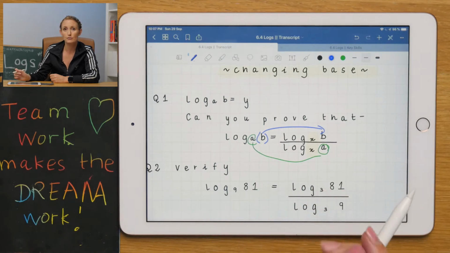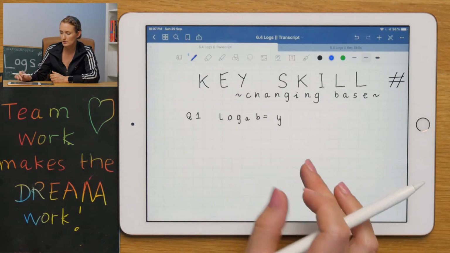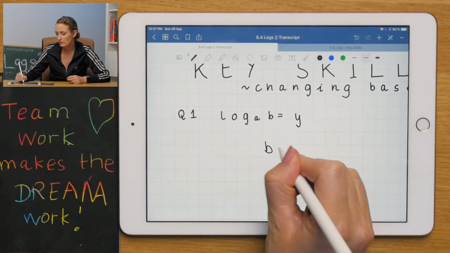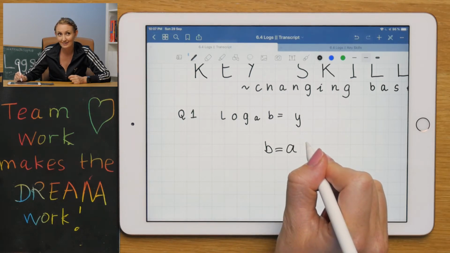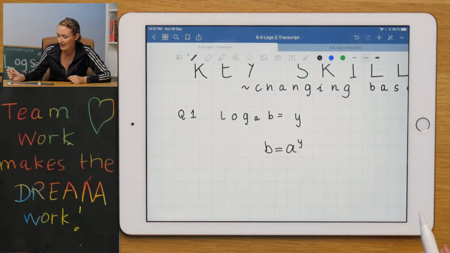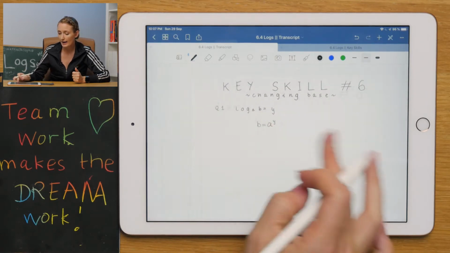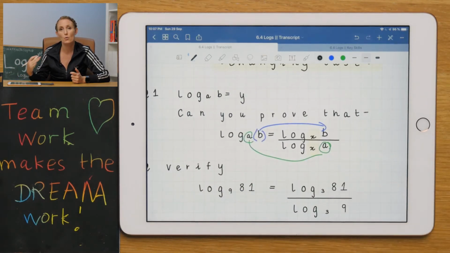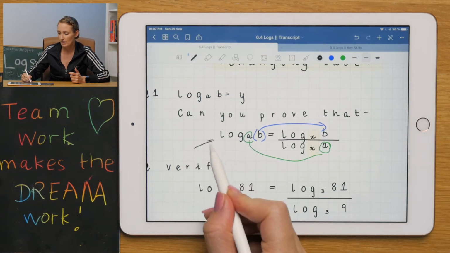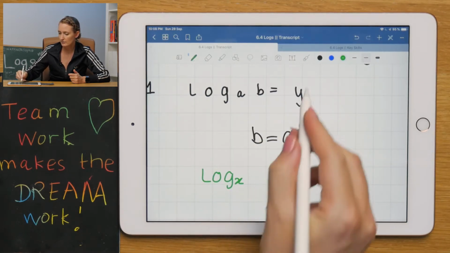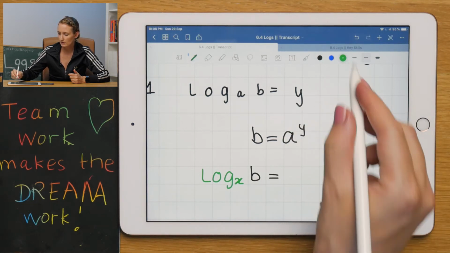I'm going to go through the proof, and step by step, we're going to see how this works. Like the previous proofs, you're going to start by using your uppercut rule to say b equals a to the y. We've used this throughout so that we can make use of our indices rules. Again, as in the previous proofs, you're going to start on one side and work your way using algebra to the other side. So today I'm going to start here with log a b. On here I'm going to take log x on both sides, just like we did in the previous questions.